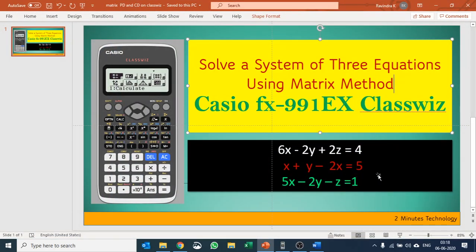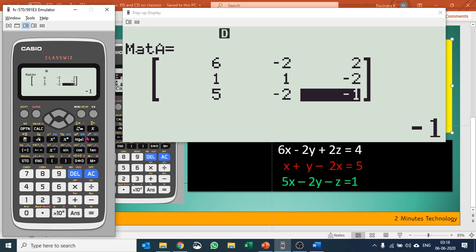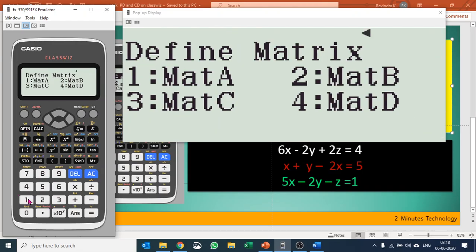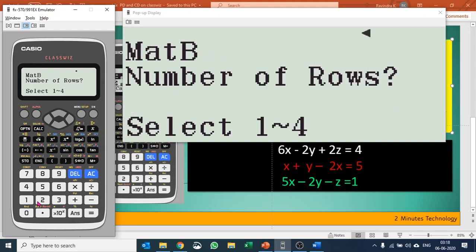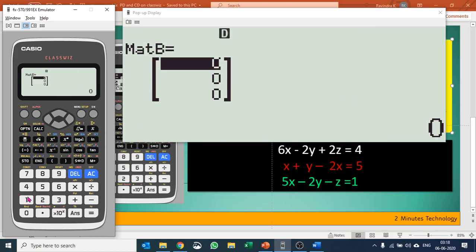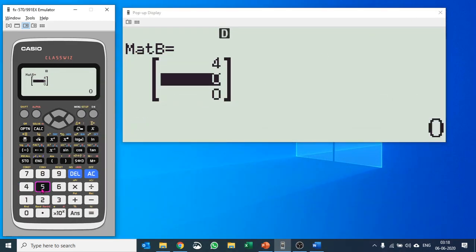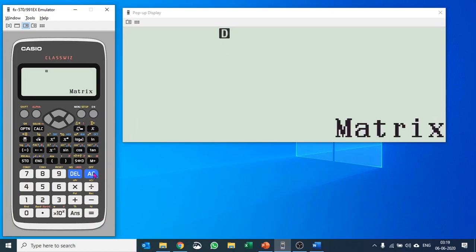And we'll keep these constant terms in my second matrix. So I'm done with this. I'll define my next matrix, matrix B. And I'll keep 3 rows here and 1 column. And my constant terms are 4, 5, and 1. So I have matrix A, which is my coefficients, and matrix B, which is my constant terms.